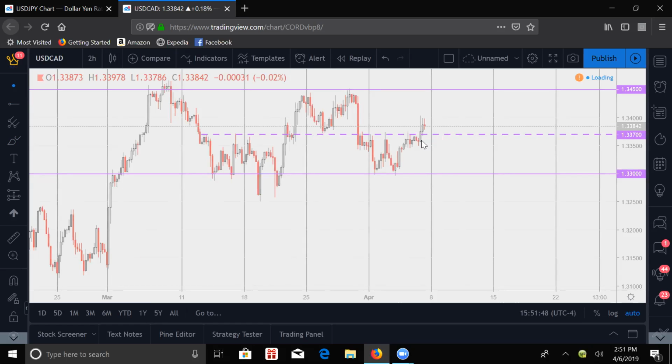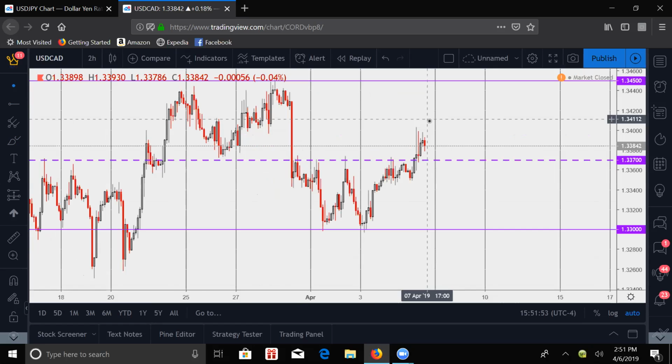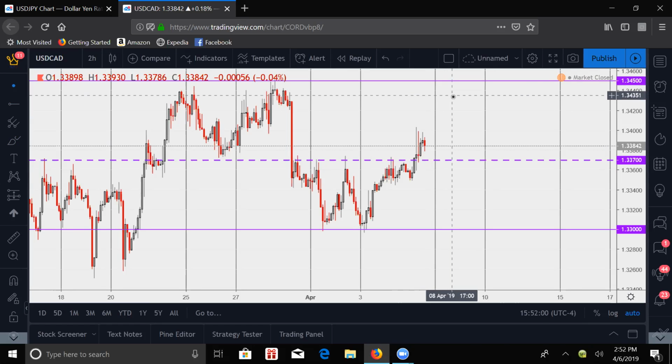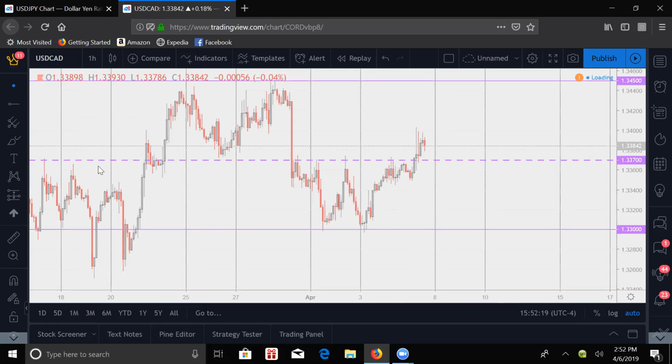I kind of retested this area, as you can see, and I'm unsure yet if price is going to shoot up and go up to this area, or if it's just going to break this area. It looks like price may come back down and retest it again, but I'm unsure. Obviously, because it stopped right here, I guess we'll find out in the coming week.